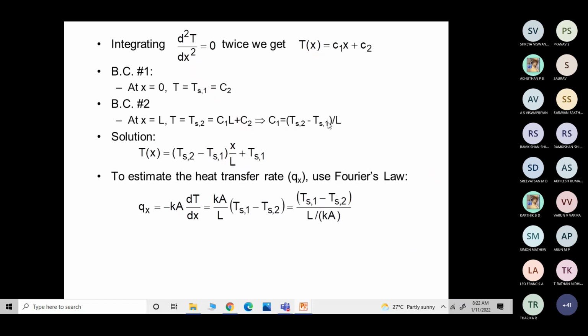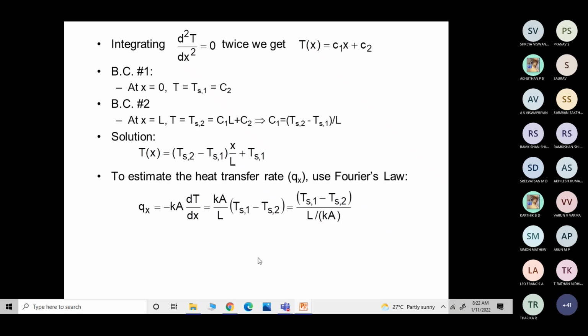And when you substitute x equal to L, what happens here is C1 into L plus T1 is equal to T2. So you can see here T2 equal to C1 into L plus C2, and finding C1 from this, we will be getting (T2 minus T1) by L. So substituting the constants C1 and C2 in the equation, we will be getting the solution as temperature, which is a function of x: T equal to (T2 minus T1) divided by L into x plus T1. Okay, so this is the final solution.